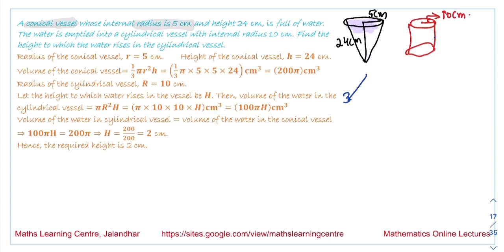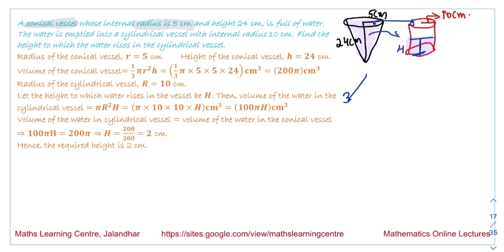So the amount of water over here, it is transferred to this cylinder, and suppose it is filled up to this point over here. So we have to calculate the height up to which this cylinder is filled. Suppose it is capital H.